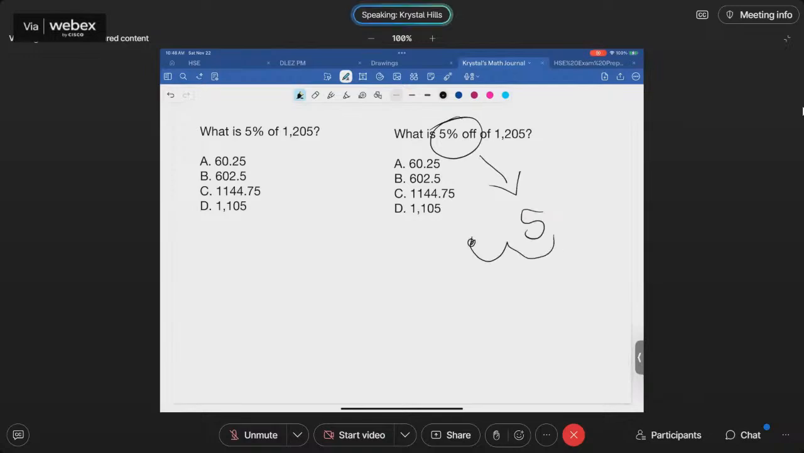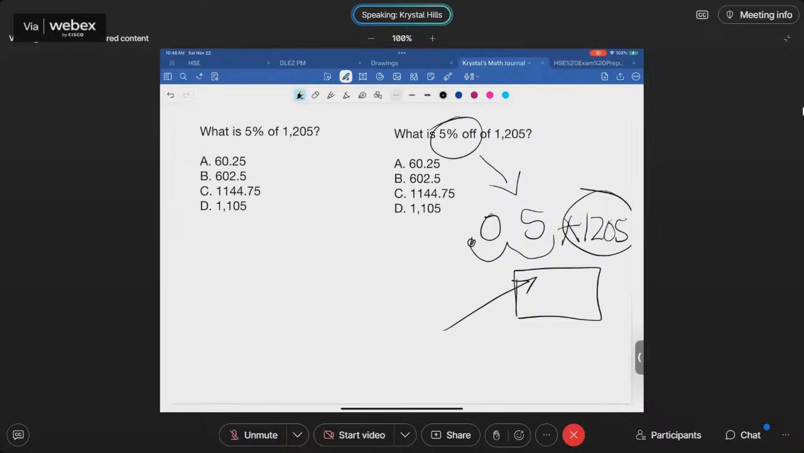0.05. Multiply that by the number. You're going to get a number. And with this number, you're going to subtract it from the original number. And then that is what's off of. It's kind of like a discount or a sale.